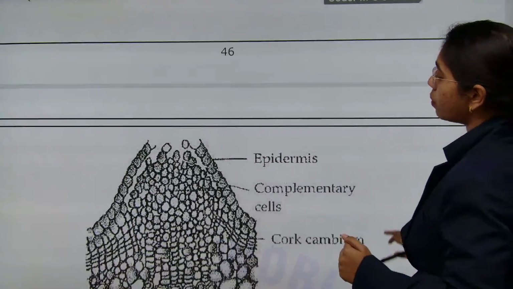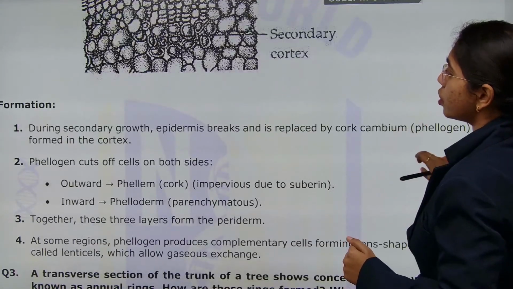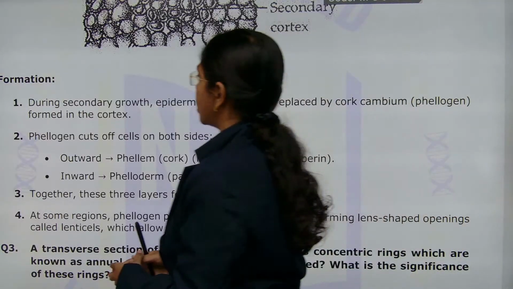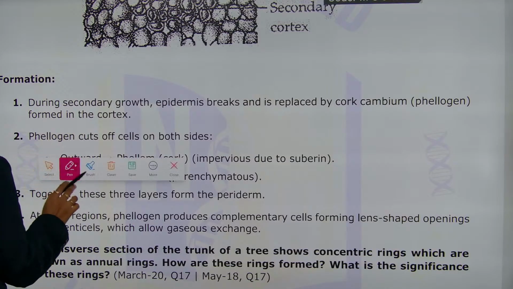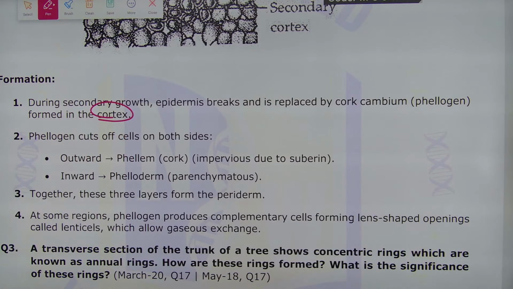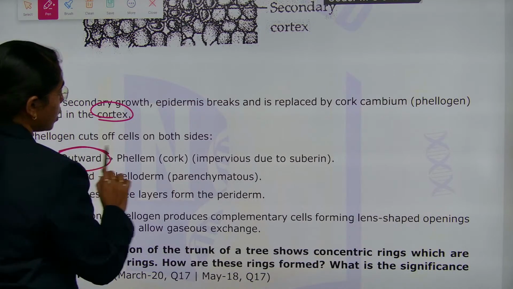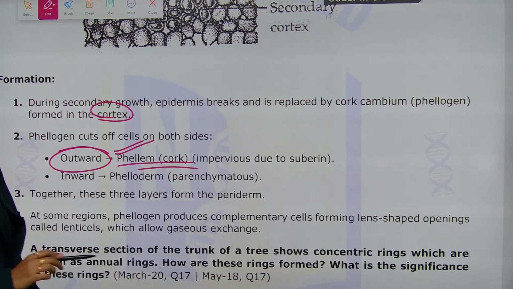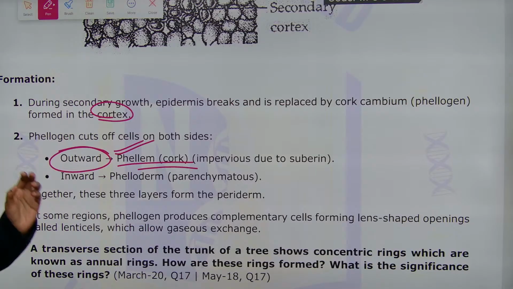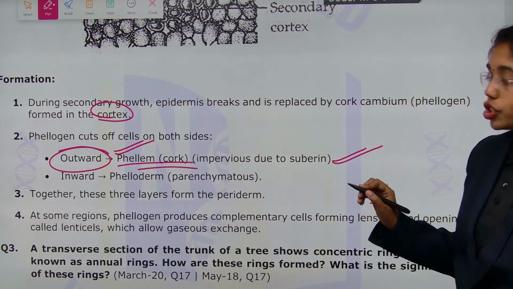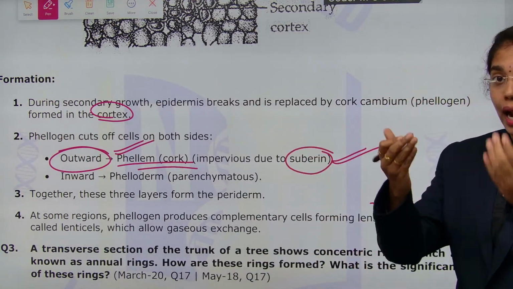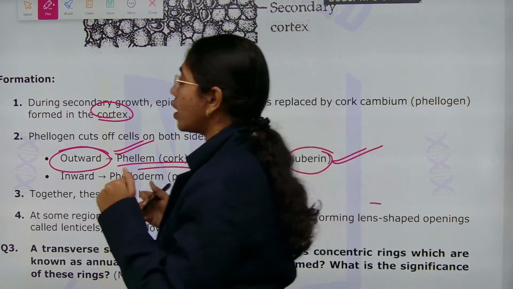Fine, right? Next, what are the functions of secondary cortex? During secondary growth, epidermis will break and get replaced by cork cambium, which is phellogen. This is formed in which? In the cortex region. Phellogen will cut the cells on both sides. On the outer side, the cells which are formed are phellem or cork. This phellem or cork will have suberin depositions, which are impervious for gaseous exchange due to the deposition of suberin. And on the inner side of the cork cambium, what is formed?